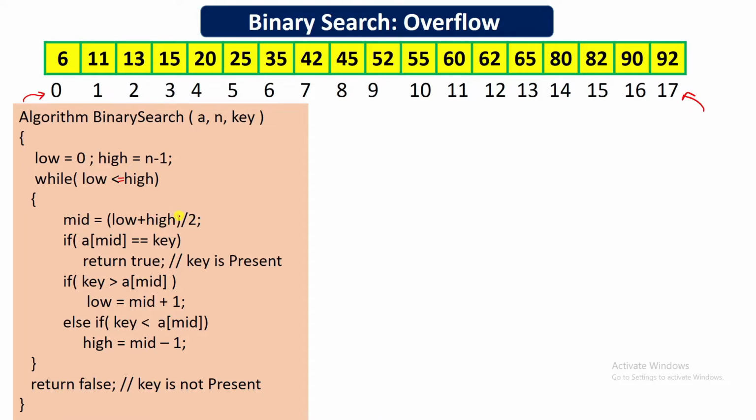The same goes for the recursive approach. There is a problem in this line, mid equals low plus high by 2, and the problem is the overflow problem. Let's understand what this overflow problem with this mid calculation is, and let's see what the solution is.